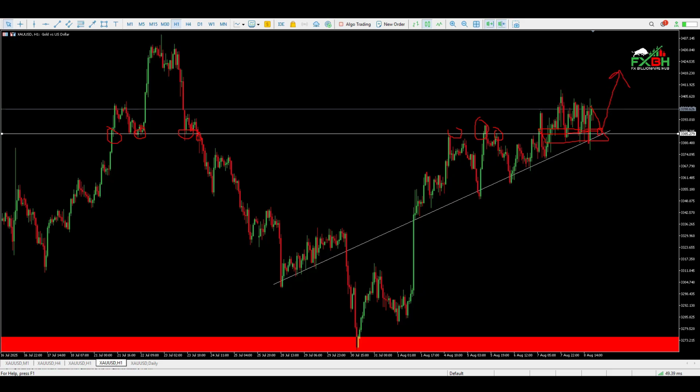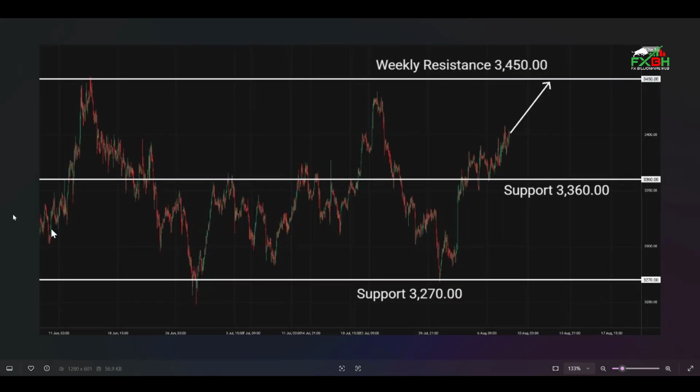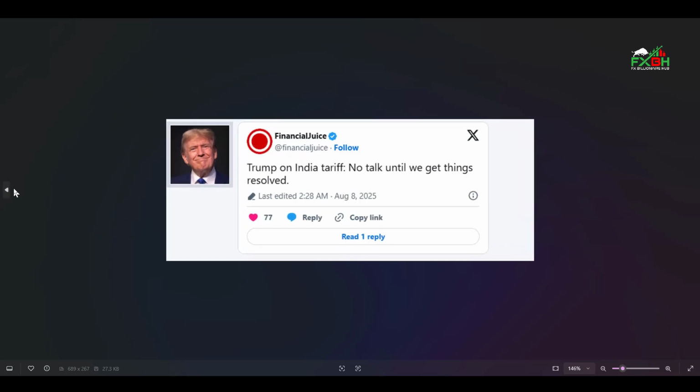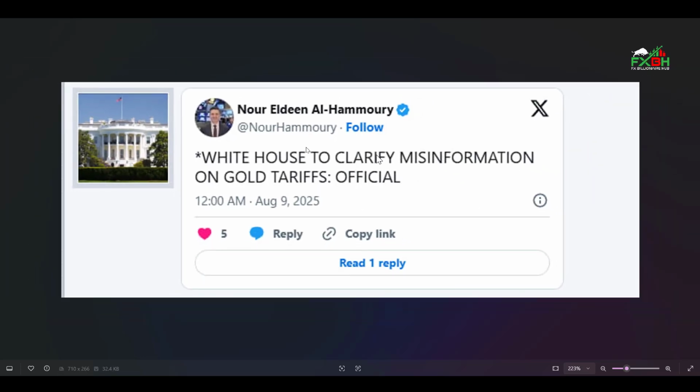And you have to follow a few fundamental things, like Donald Trump's aspects. Donald Trump talks about Indian tariffs. They are talking much about that, and that will impact the gold market also. Okay, and if I want to see the White House statement, there is no tariff right now on gold. That news came yesterday night, and they declared that there is no tariff on gold till now, but they will think about that.